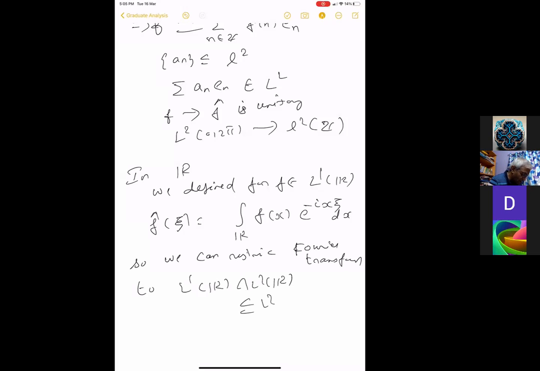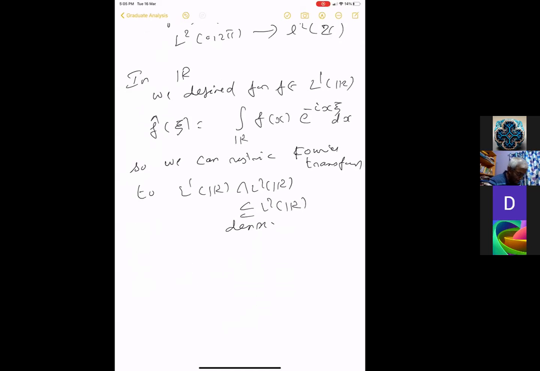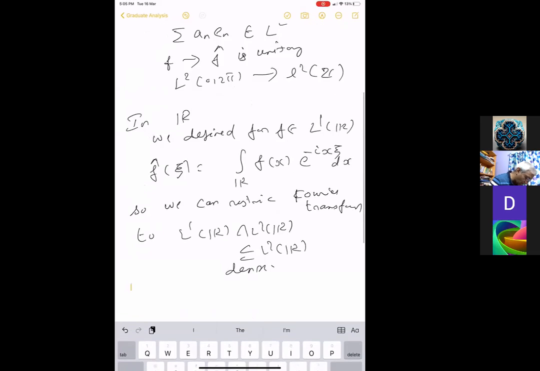This is contained in L2 of R and is dense there. Why is it dense? It's clear. Both L1 and L2 contain simple functions, and simple functions are always dense in L1, L2, and Lp. So L1 of R intersection L2 of R is dense. Now we can define the Fourier transform on this intersection, which is a linear map. We want to say that it extends to a unitary isomorphism from L2 of R to L2 of R. That is what is called the Plancherel theorem.